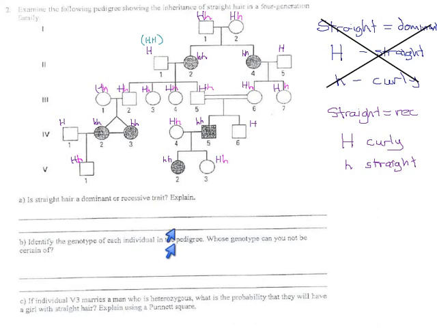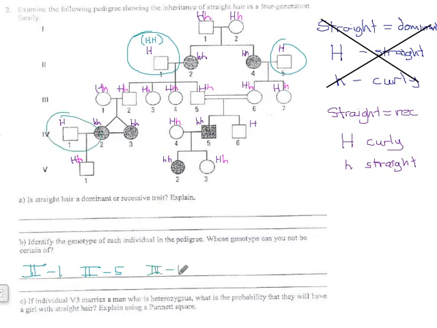So identify the genotypes of each individual. Done. Which genotypes can you not be certain of? I would say we got individual 2, 1, so generation 2, individual 1, and generation 2, individual 5. And 4, 1, and 4, 6. Oh, and sorry. No, I was going to say 5, 1, but we did get that one.